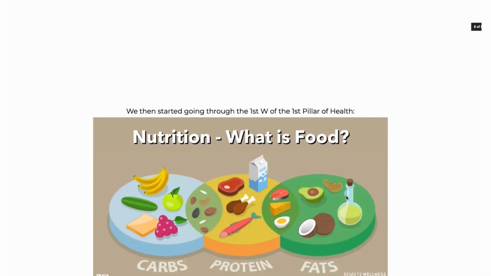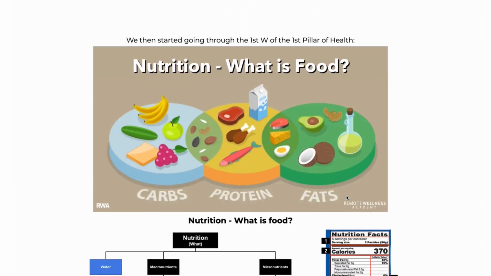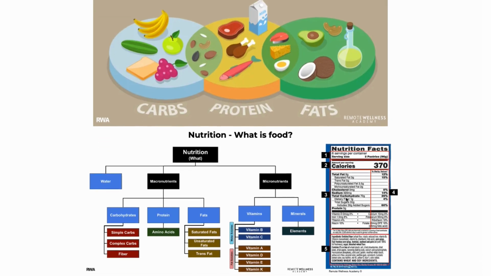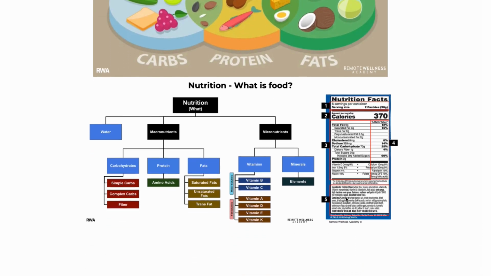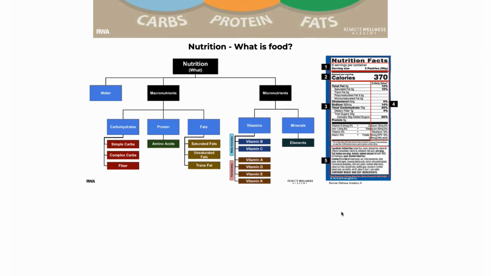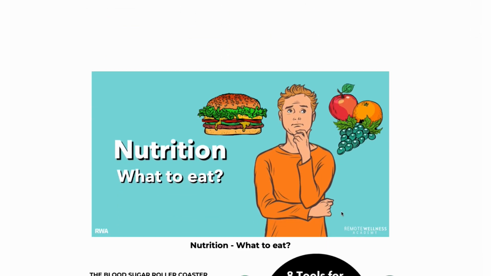We then started going through the first W of the first pillar of health, which was nutrition. We broke down exactly what food is. We talked about the different categories of food, as well as what food is made up of, by being able to actually read nutrition facts and nutrition labels. That's what we talked about in that training. From there, we talked about what to eat.